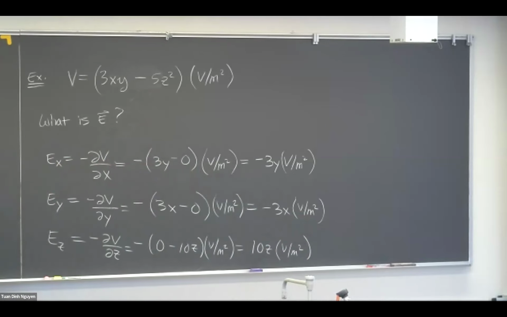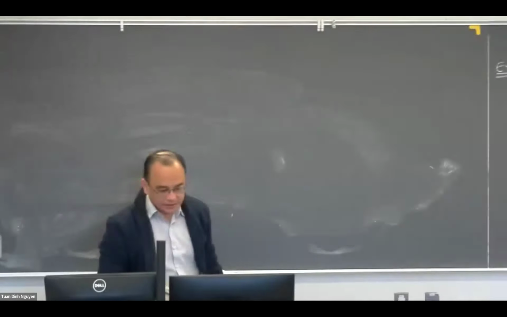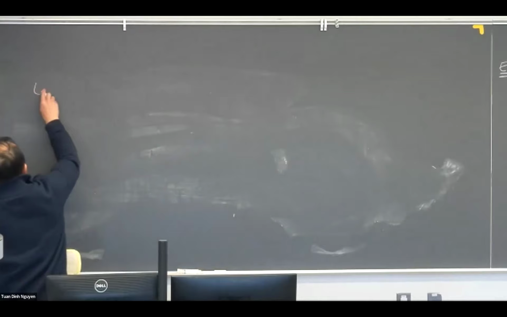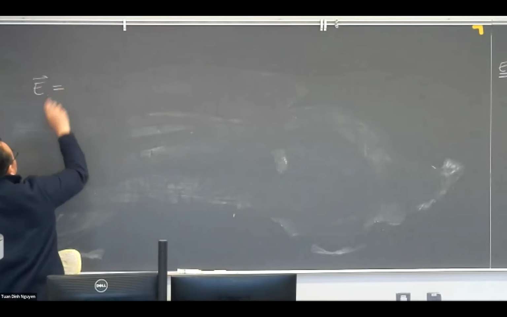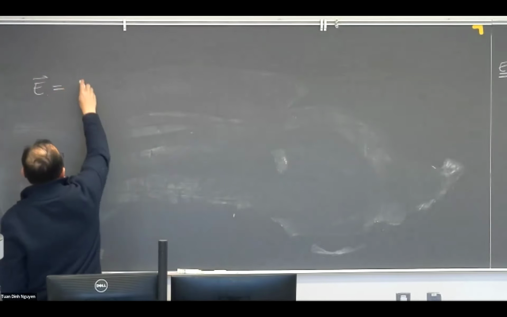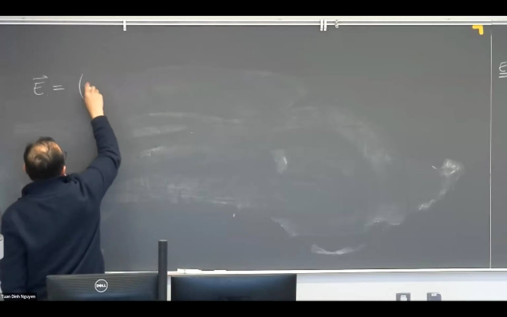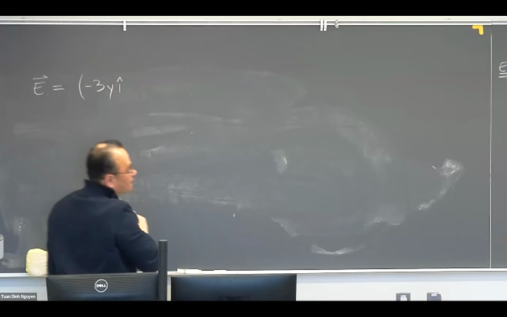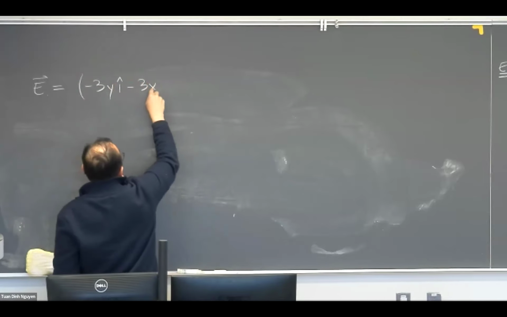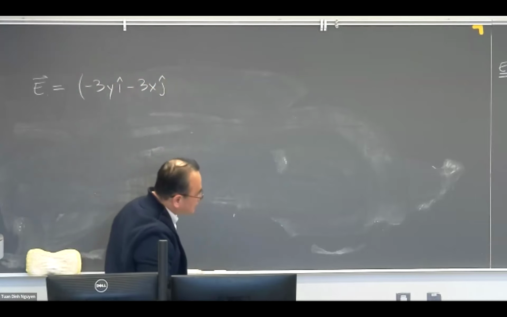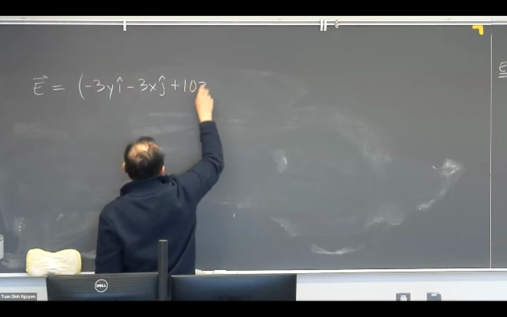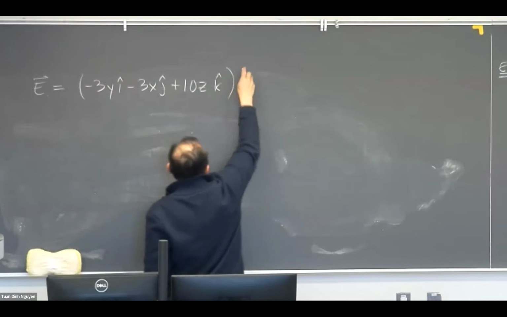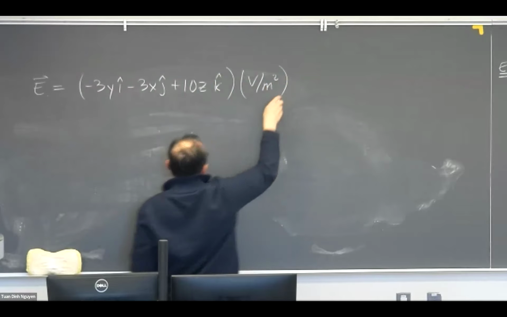And so at the end of the day, we can write out the full vector electric field. The E field is going to be equal to minus 3y i hat minus 3x j hat plus 10z k hat volts per meter squared.